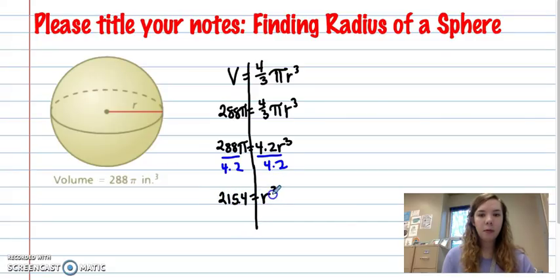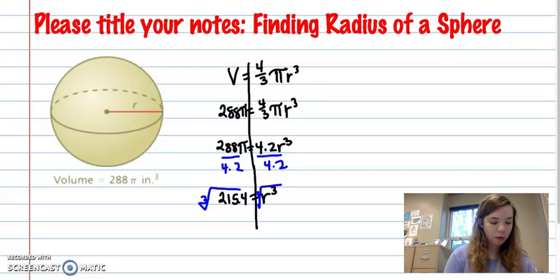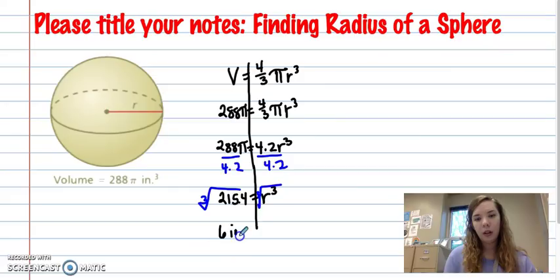equals r cubed. And then the last thing I need to do is to get rid of this exponent of 3. So the opposite of cubing is cube rooting. Okay, so cube root of 215.4 is 5.99, so we'll just round that up to 6 inches is approximately our radius.